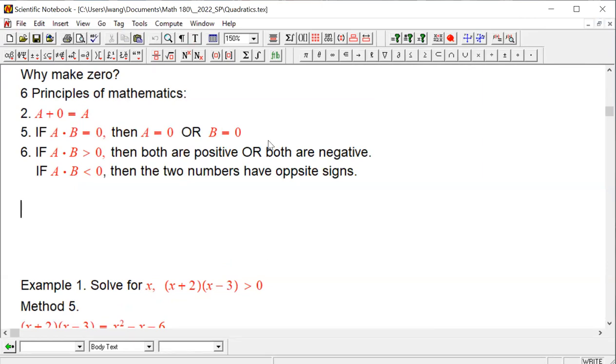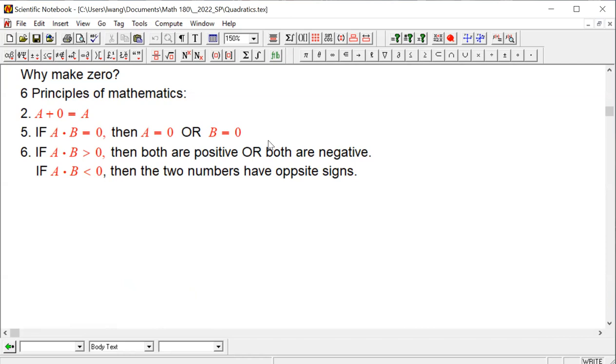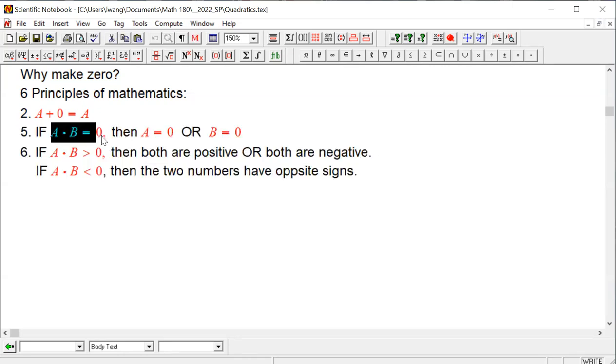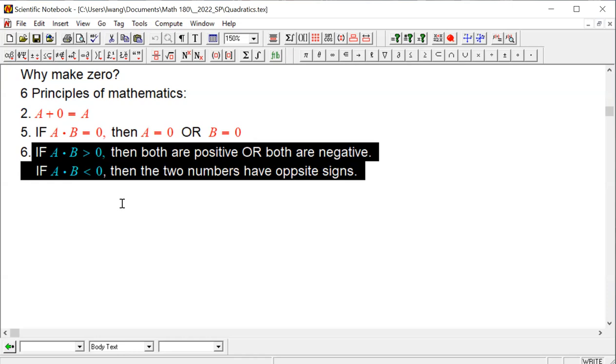Why compare with 0? Because it's easier. And not only because it's easier: if you look at the 6 principles, the second principle has something to do with 0: anything added to 0 stays the same. Principles number 5 and number 6 talk about sign or 0. If A times B equals 0, then A is 0 or B equals 0. This principle is used a lot in solving inequalities.